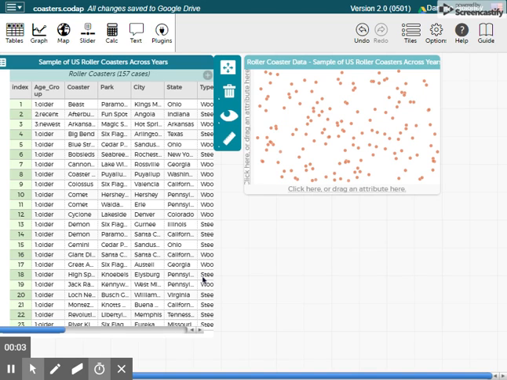Hi, this is Danielle, and I'm going to be walking you through the roller coaster task. This task asks students to investigate how fast roller coasters tend to be.